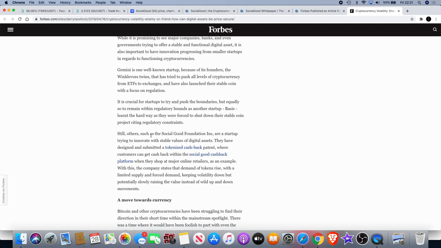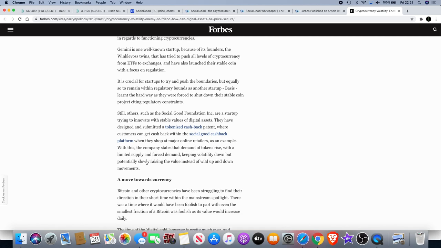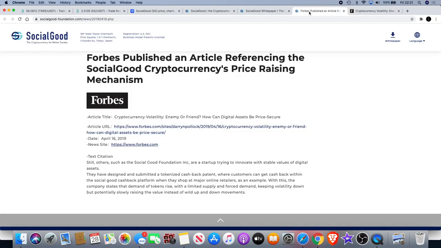Still others such as the Social Good Foundation are a startup trying to innovate with stable values of digital assets. They have designed and submitted a tokenized cashback patent where customers can get cashback within the Social Good cashback platform when they shop at major online retailers. As an example with this, the company states that demand of tokens rise with a limited supply and forced demand, keeping volatility down, but potentially slowly raising the value instead of wild up and down movements. So that's the feature in Forbes there, as you can see.